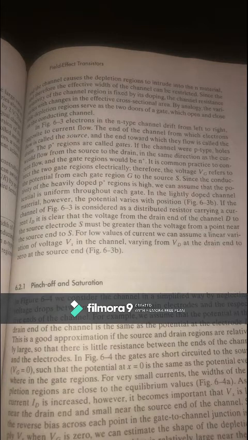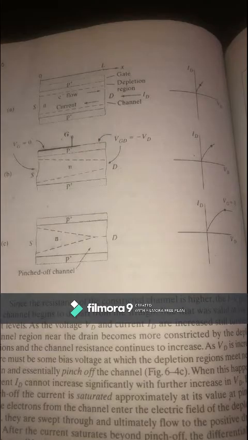Since the reverse bias across each point in the gate to channel junction is simply Vx, when Vg is equal to 0, we can estimate the shape of the depletion region as in figure 6.4b. The reverse bias is relatively large at the drain and decreases towards 0 near the source end. As a result, the depletion region intrudes into the channel near the drain and the effective channel area is restricted.